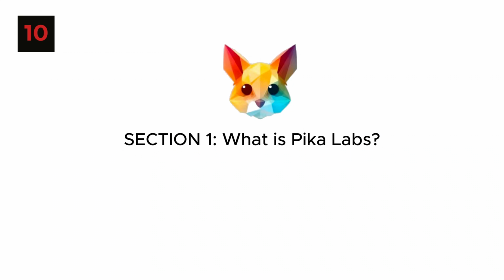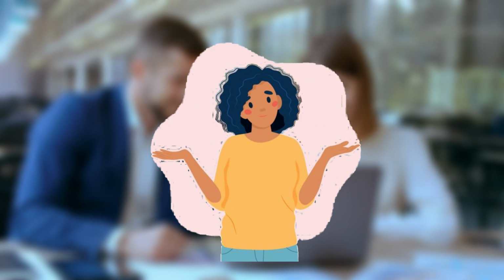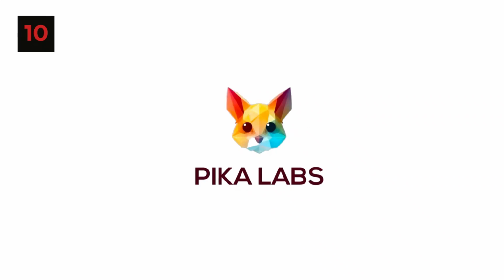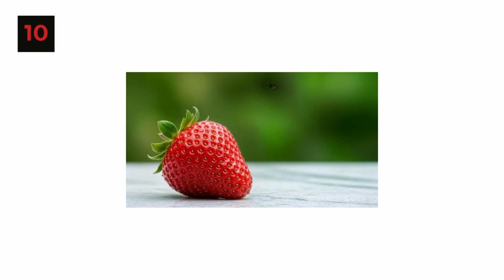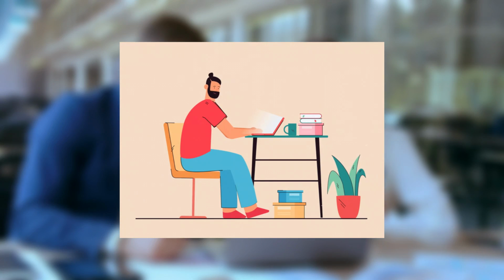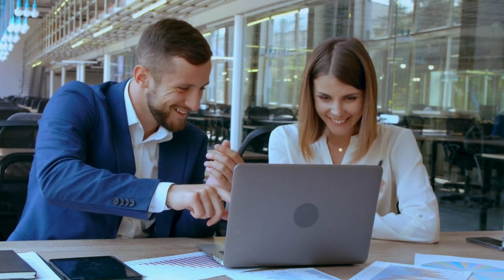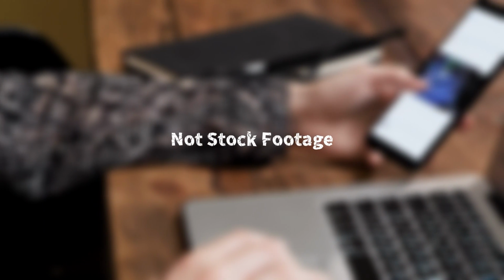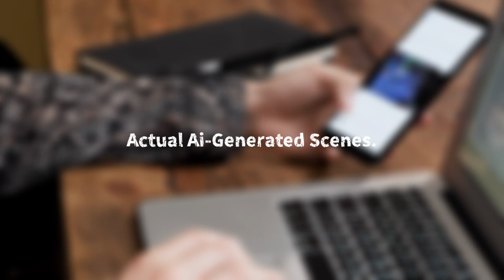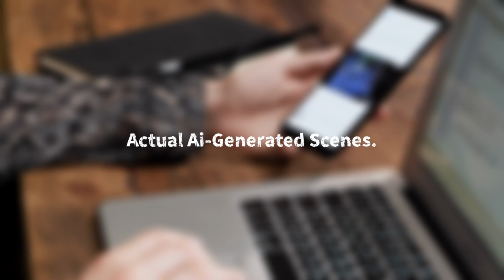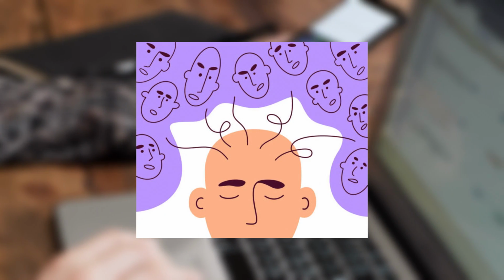Section 1. What is Pika Labs? So first, what exactly is Pika Labs? Pika Labs is an AI tool that turns text or images into full video clips. You type something like, a cinematic drone shot of a futuristic city at sunset, and within seconds, it generates a video. Not stock footage, not templates, actual AI-generated scenes. But here's where it gets crazy.